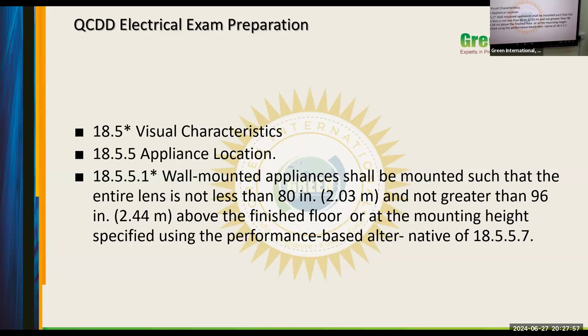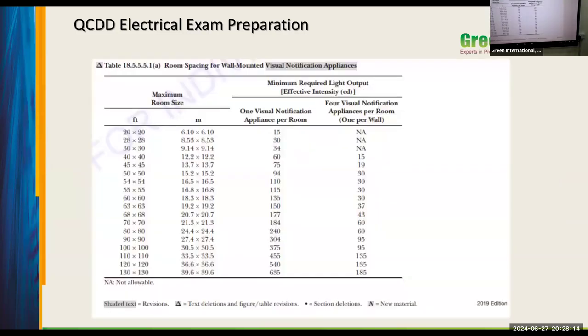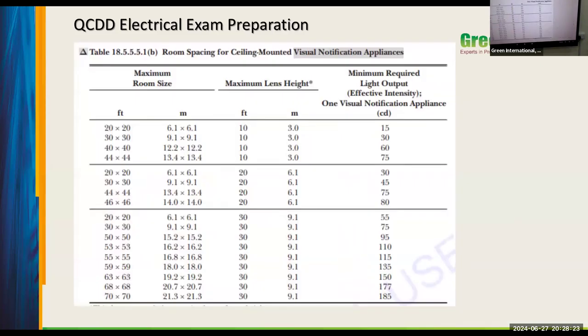Now we have notification devices. Where do we install these notification devices, on the wall or in the ceiling? Whether we need to install 1 notification device or 4 notification devices. See here, wall mounted. And here, ceiling mounted. So in your exam, read the question carefully, then answer it, either wall mounted or ceiling mounted.